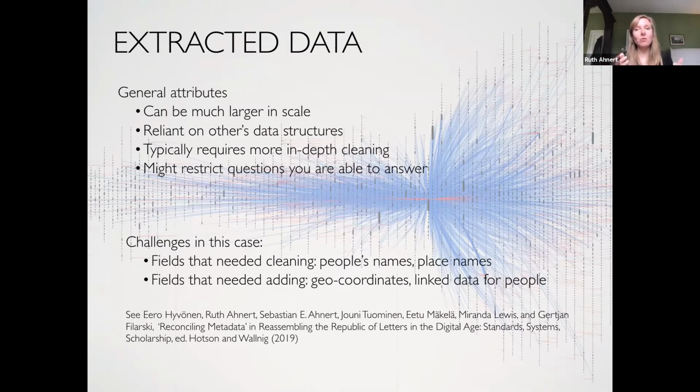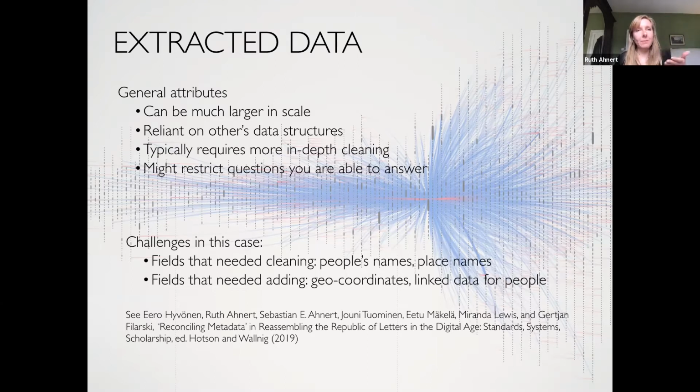When creating your own data, you can collect the fields that you need. However, when you're reliant on others, you're reliant on their particular data structures. And it can also require much more in-depth cleaning. Not always, but it can. So for the Protestant project, I could ensure that all the people and places were denoted by a standard identifier. By comparison, the data we extracted from State Papers Online, the XML was very dirty. Its metadata fields were simply pulled from 19th century catalogues.